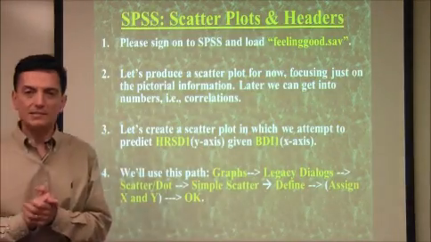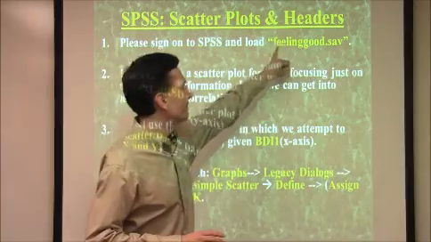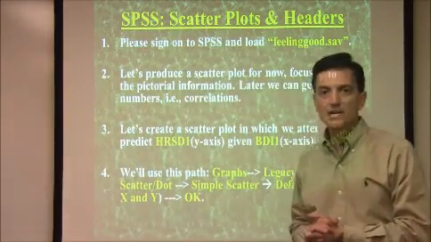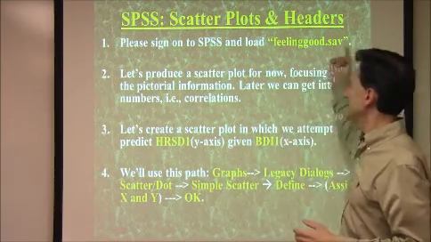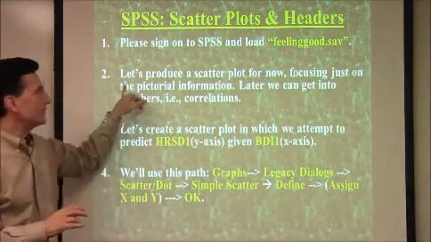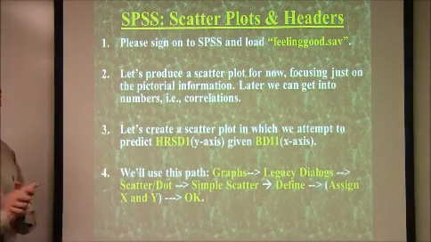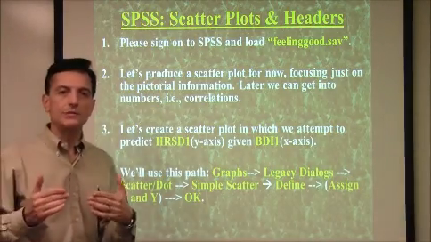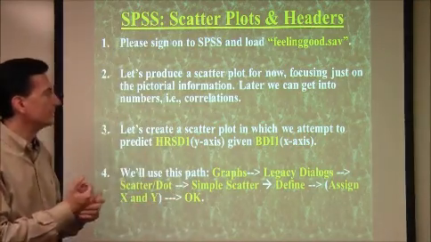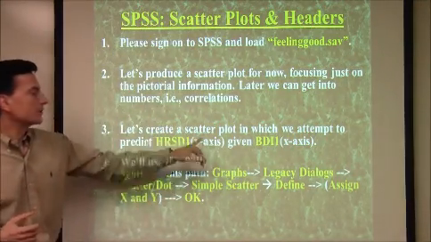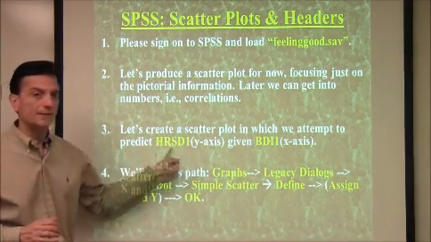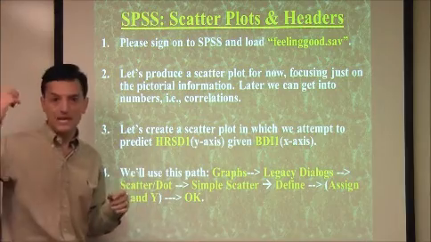Okay. So we'll ask you to sign on to SPSS and open up the Feeling Good file. Just as a reminder, inside of SPSS, the data files always end in .sav. And we'll use that .sav data file to produce a scatter plot, focusing just on the pictorial information. We'll get into how to compute the r statistic in just a little bit, but we'll do the pictorial information first. And what we'll do is create a scatter plot in which we attempt to predict HRSD1, that's the Hamilton Rating Scale for Depression, at time 1.